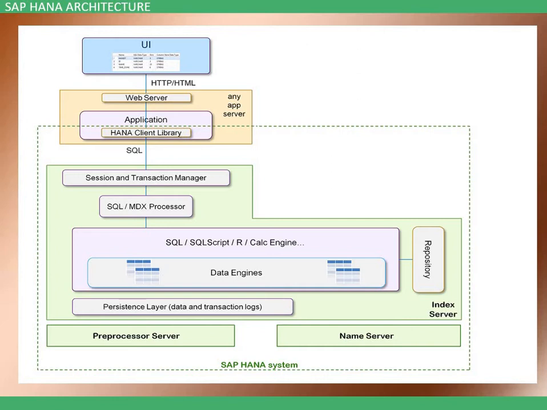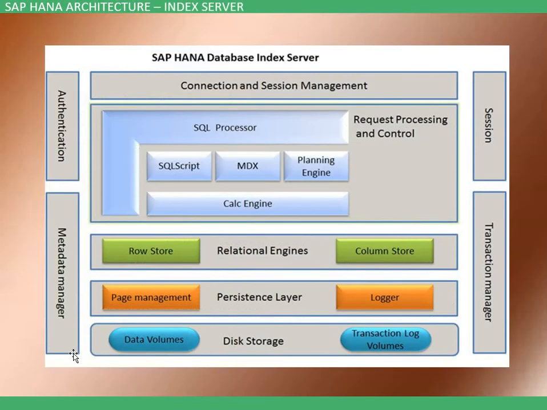The most important component of the SAP HANA system is the index server, where all the data is stored, and it has different data processing engines to process the data. The index server has connection and session management capability. All the connections coming to SAP HANA are managed by the index server connection and session management layer.